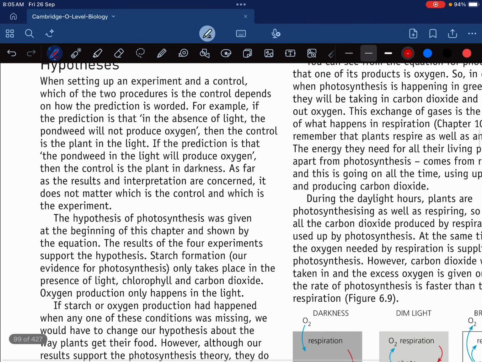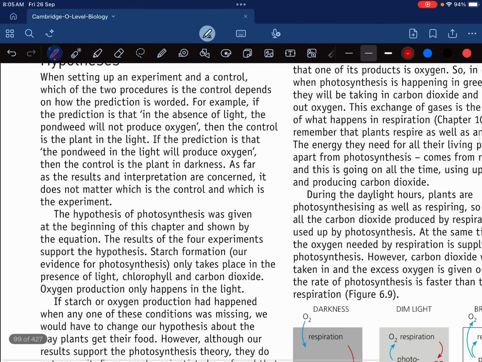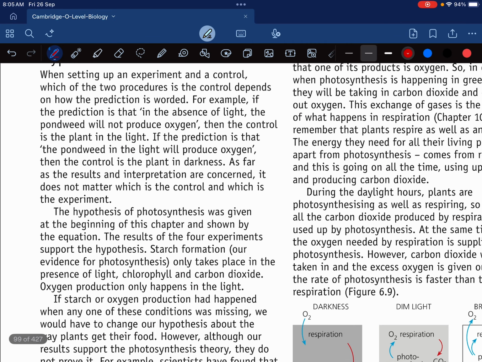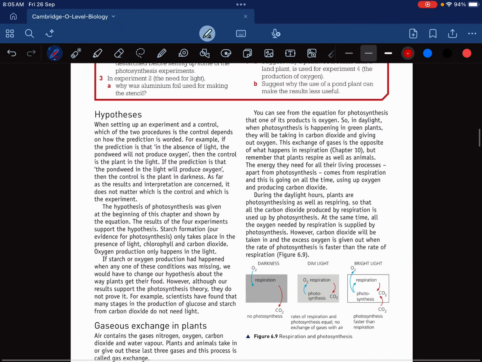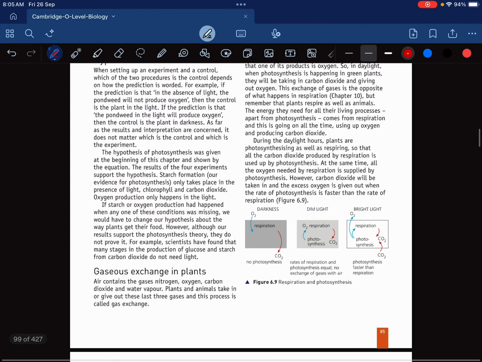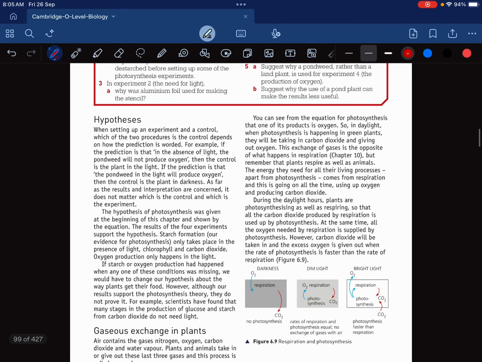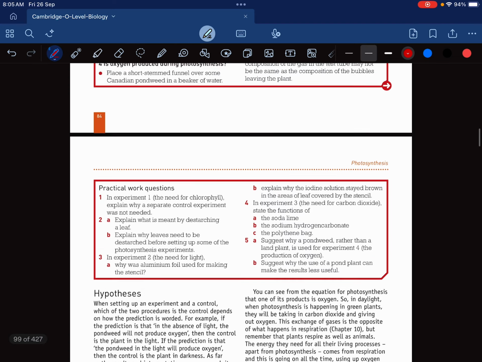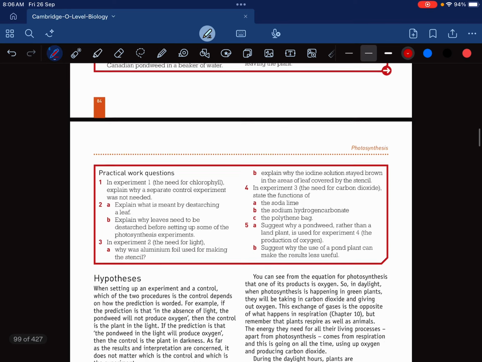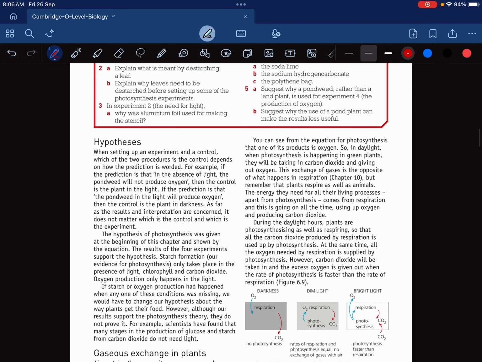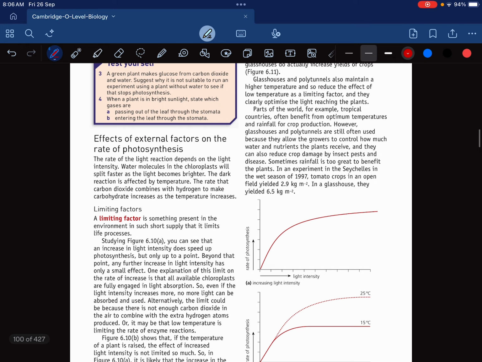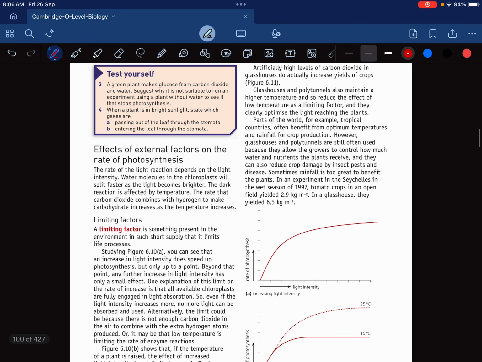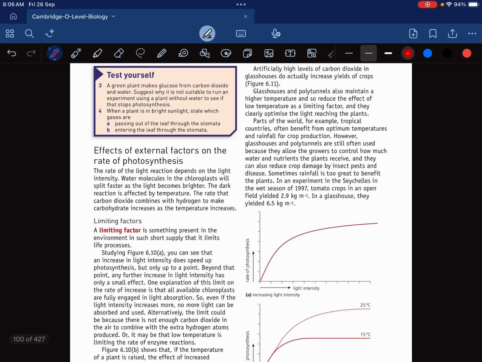When setting up an experiment and a control, which of the two procedures in the control depends on the prediction. Example prediction is the absence of light. This is also basically a practical that they have done here. जब मैं practical कर रहा हूँगा ना ये दूसरी वीडियो में, I will probably do this hypothesis as well. All right, let's do effects of external factors on rate of photosynthesis.